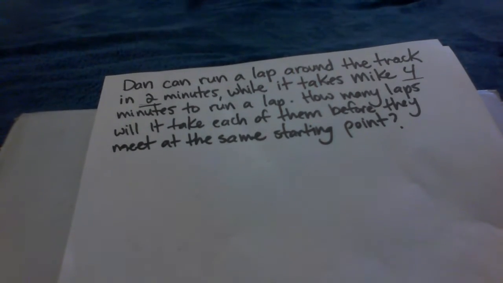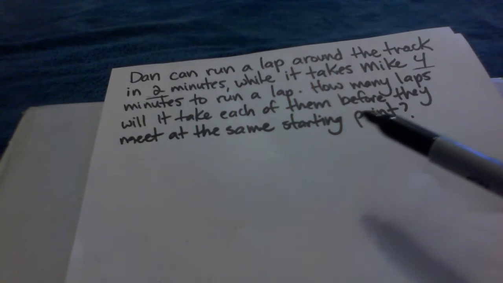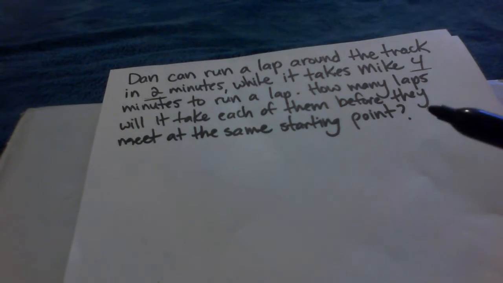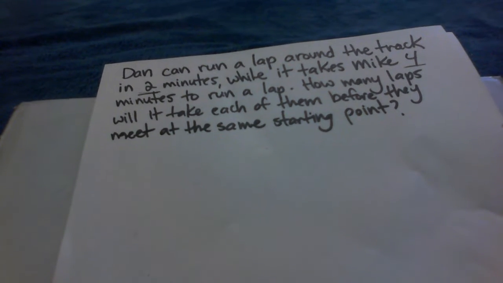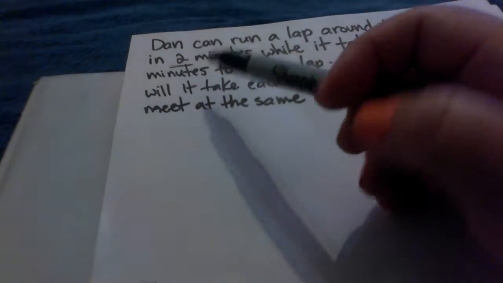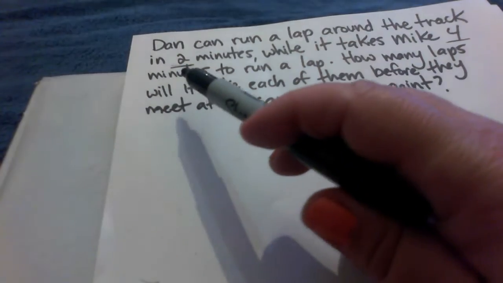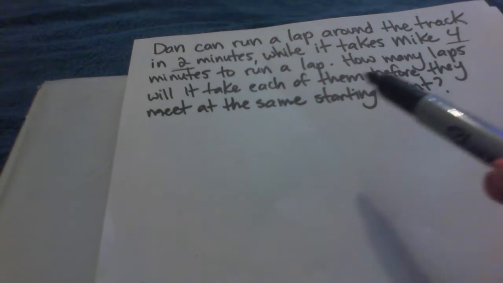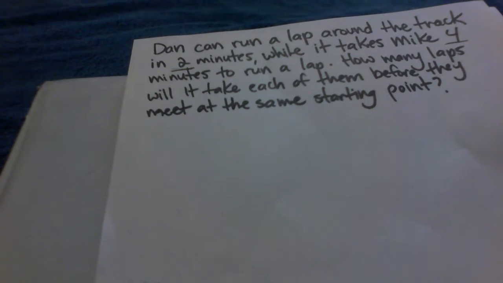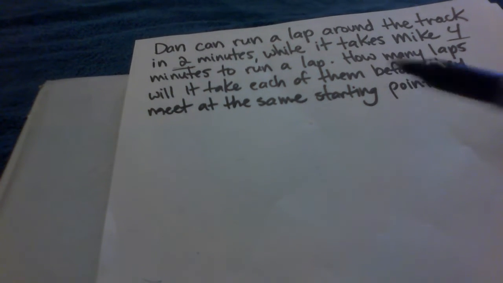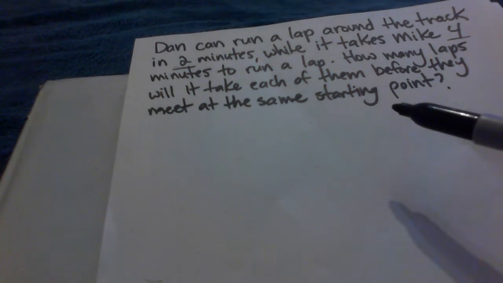So it basically says, Dan can run a lap around the track in 2 minutes, while it takes Mike 4 minutes to run a lap. How many laps will it take each of them before they meet at the same starting point? So basically the information that we know is that it takes Dan 2 minutes to run a lap, while it takes Mike 4 minutes to run a lap. And we're trying to figure out how many laps each of them has to run before they meet at the beginning of the starting point.